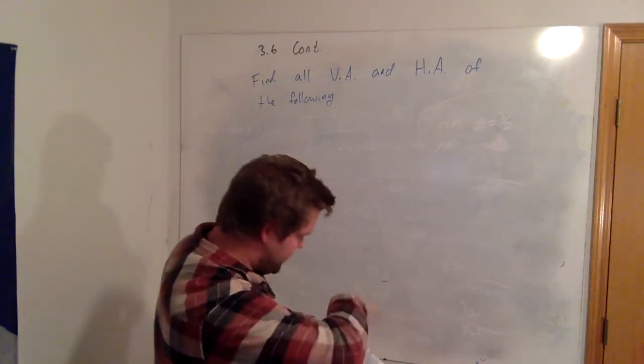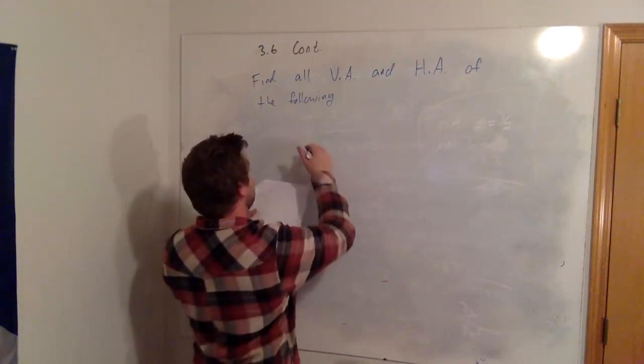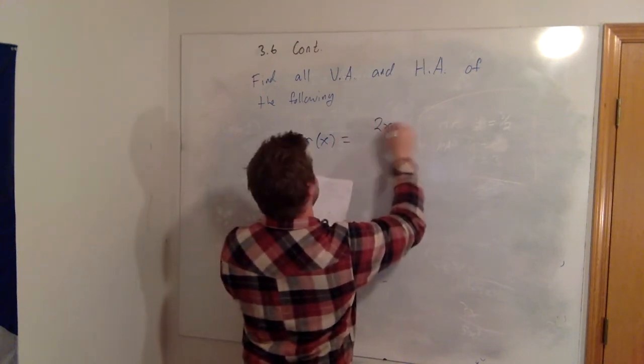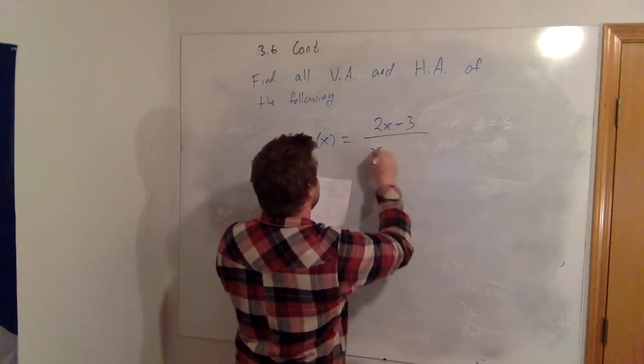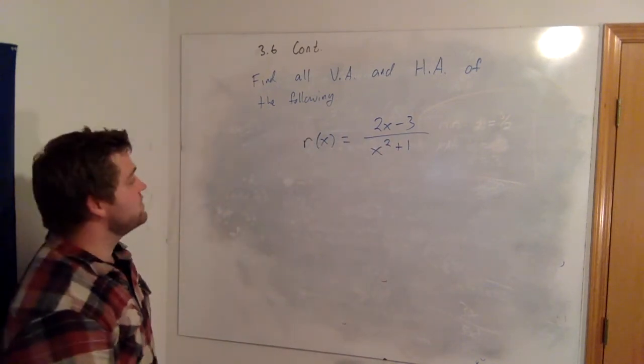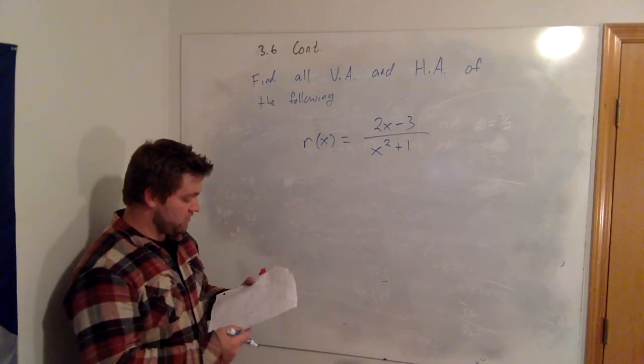Okay, let's try. Let's say we have r of x, how about this, 2x minus 3 all over x squared plus 1. Go ahead and pause the video and try to find the vertical asymptotes and the horizontal asymptotes.